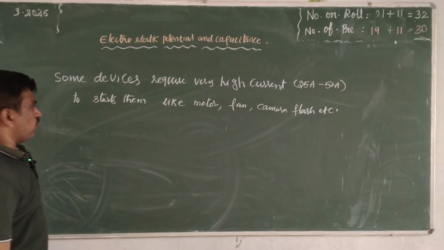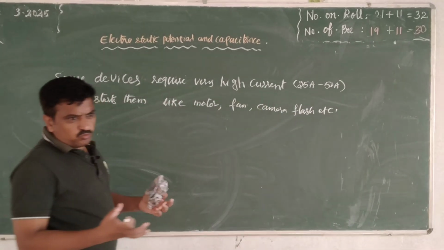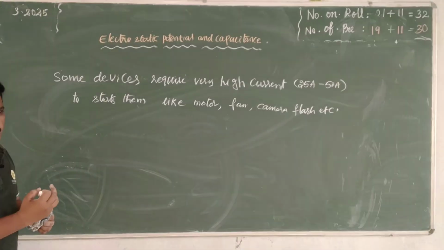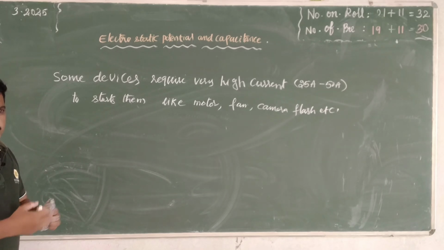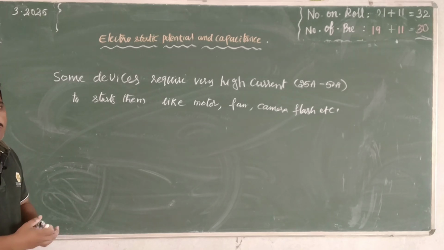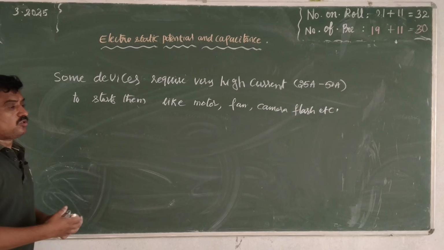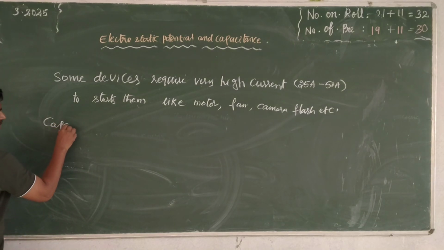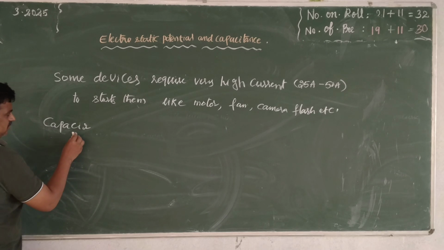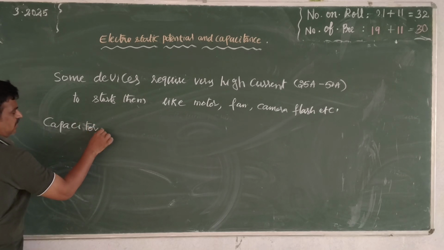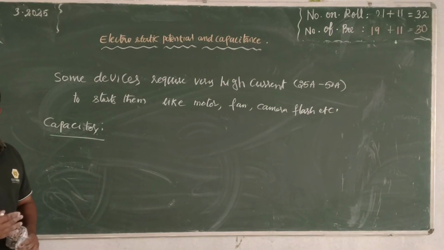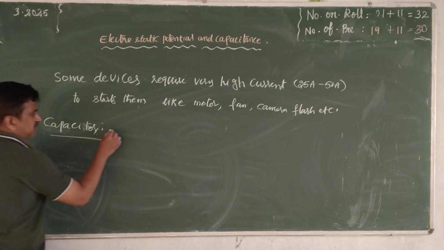Why will they require more current? They have more static friction. So to overcome that static friction, they suddenly require more energy. That more amount of energy can be supplied by a device called a capacitor. It is the device which stores electrical energy. See here, capacitor is the device which stores electrical energy.